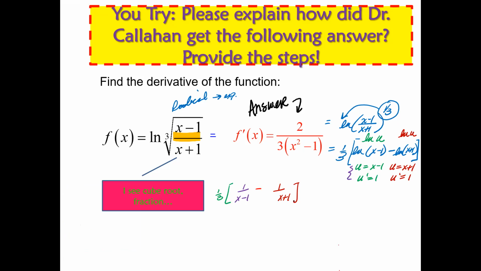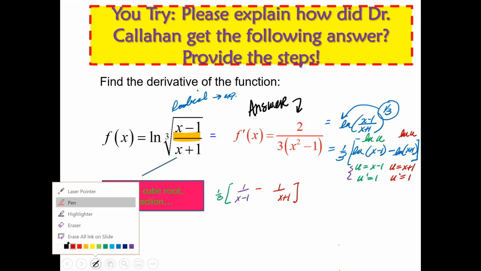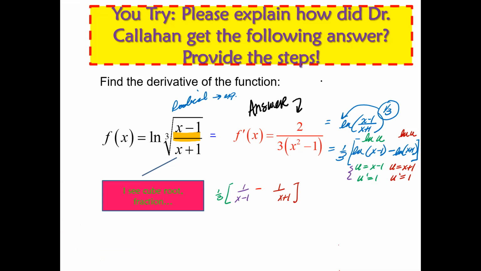Okay, so at this point, you have two different fractions. My suggestion is you want to combine the two fractions into one. So guess what? They would have to have a common denominator. Your common denominator is going to be x minus 1 times x plus 1. So if I were to multiply this one with the x plus 1, I will have to multiply it top and bottom. Second fraction is x minus 1. Multiply that top and bottom.